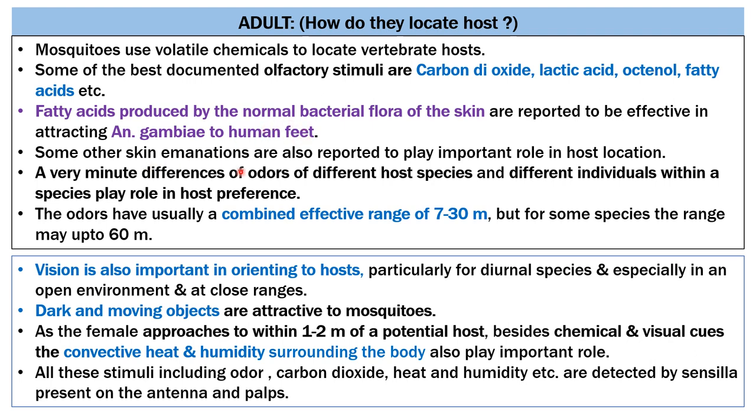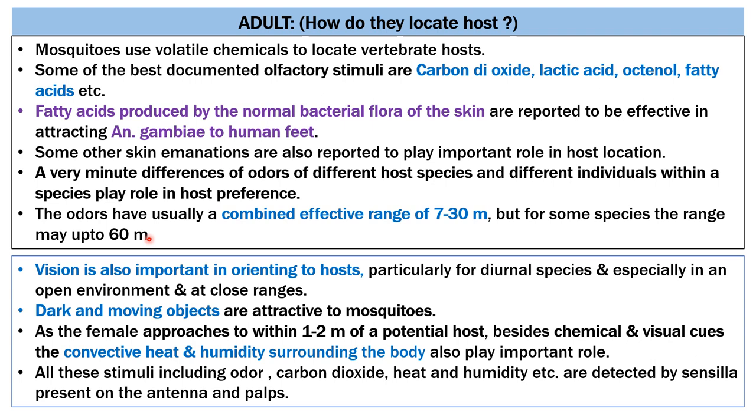Some other skin emanations are also reported to play an important role in host location. Very minor differences in the odors of different host species, and of different individuals within a species, play a role in host preference. The status of bacteria a person harbors may determine differential preference by the blood-sucking mosquitoes. The odors usually have a combined effective range of 7 to 30 meters, but for some species, the range may be up to 60 meters.